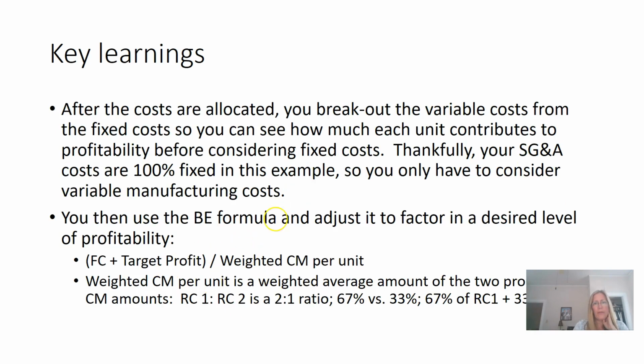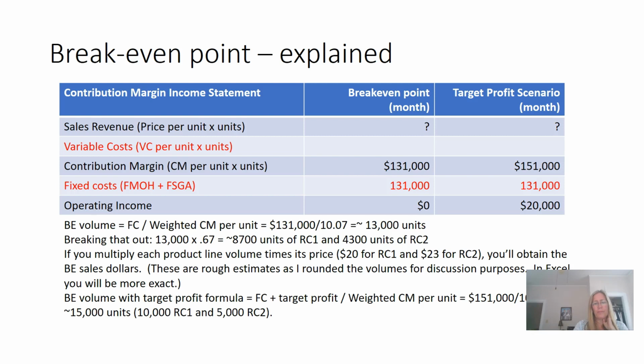Okay, then after you do all that, you've got to do what I had mentioned earlier, using that break-even formula and adding in your target profit and divided by a weighted contribution margin per unit. So if you have a ratio of 2 to 1 for RC1 to RC2, that's 2/3 and 1/3. So 67 and 33. So you got to make sure you apply that. And I walk you through that in the spreadsheet.